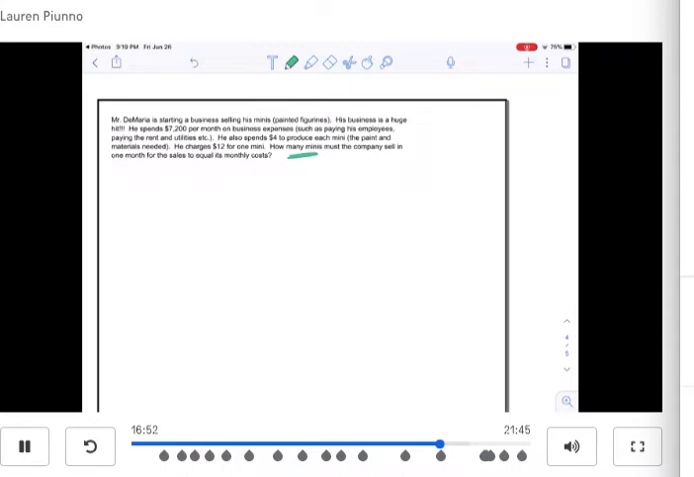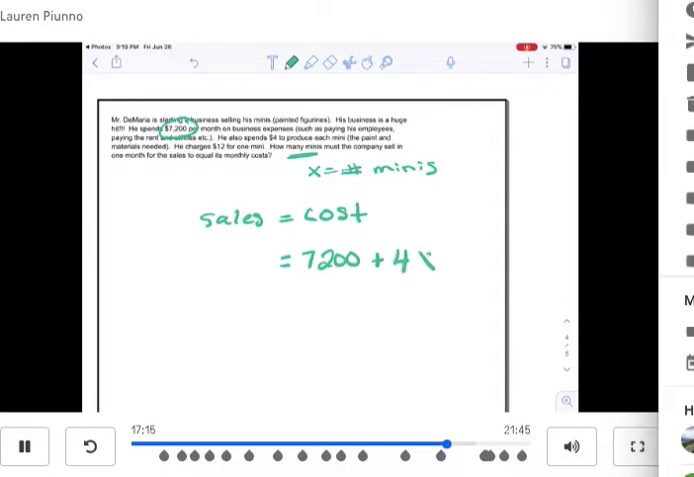So how many minis? That's what I'm solving for. X is going to be the number of minis. And I want their sales to equal their cost. Well, it costs him $7,200 every month to pay for his business expenses. It also will cost him $4 for every mini. But his sales, he earns $12 for every mini. And we want to set them equal to see when he'll break even.